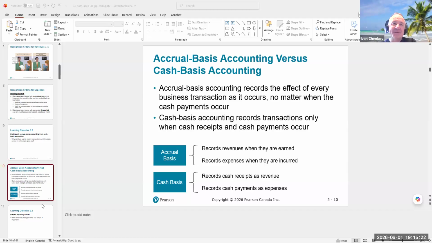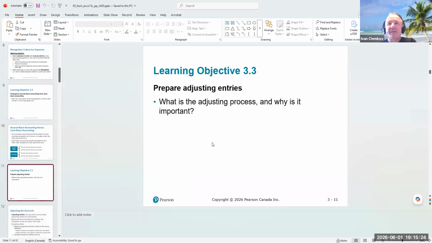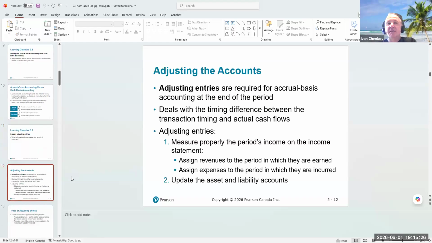Okay, let's go with the next one. Let's start preparing the adjusting entry. Why do we have to do those adjusting entries? Adjusting entries are required for accrual basis accounting at the end of the period. So now, what happened on Burnaby Mountain?